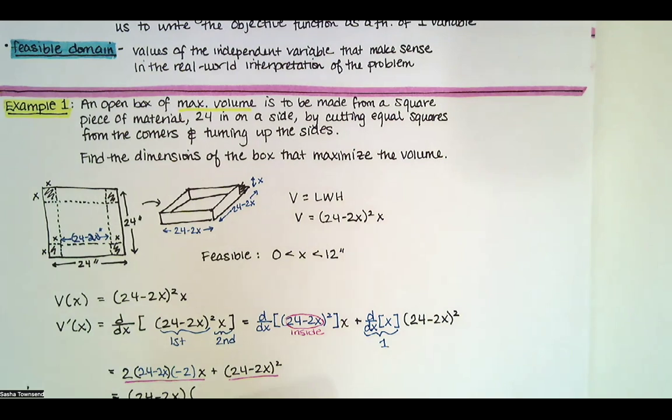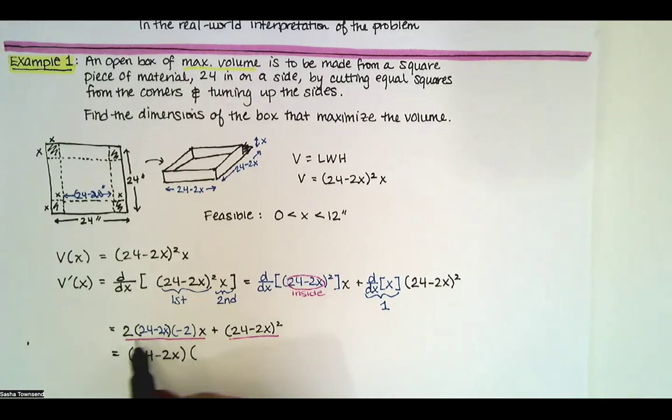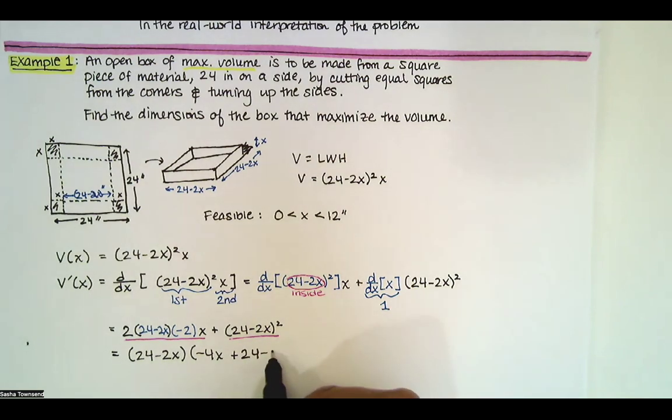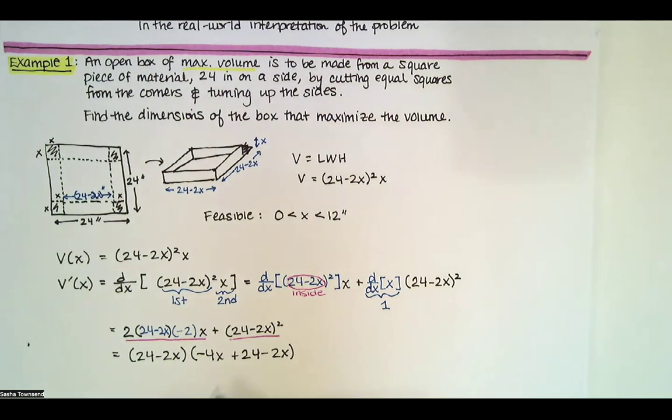And then ask ourselves, well, 24 minus 2x times what gives us this first term? Well, it's got a negative 4x remaining. And then we say 24 minus 2x times what gives us 24 minus 2x squared? This is going to be a 24 minus 2x. And then I can collect like terms in that second set of parentheses. So we end up with 24 minus 6x.